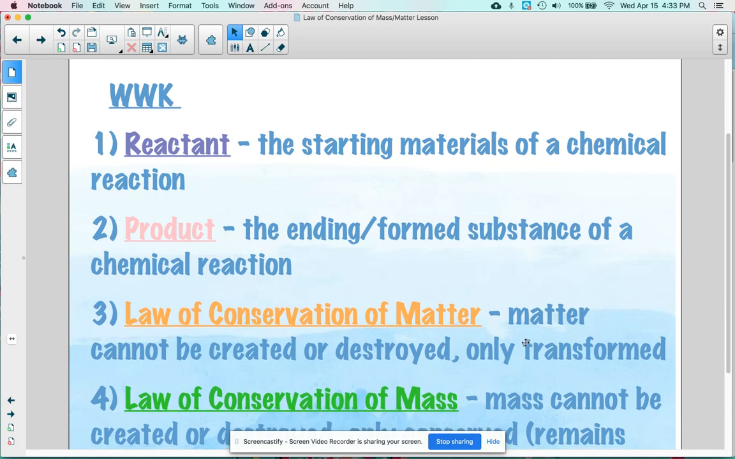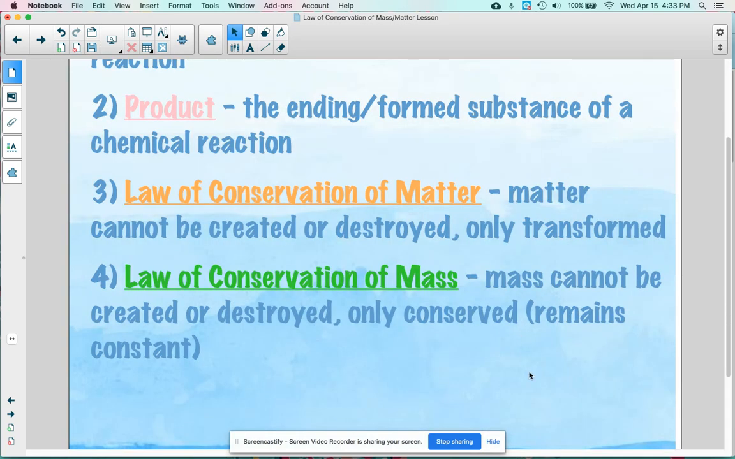The last one is the law of conservation of mass. That states that mass cannot be created or destroyed, only conserved, which means remains constant. Please pause your video and write that down.